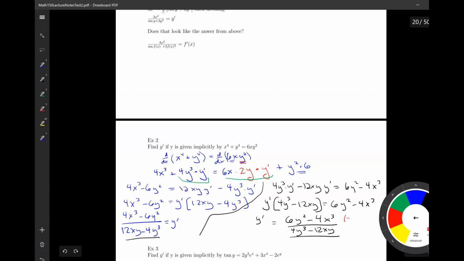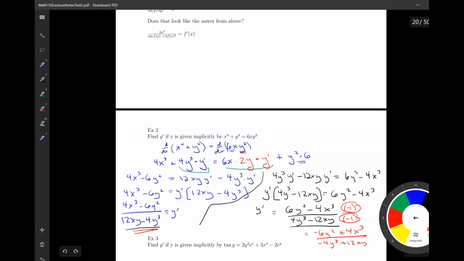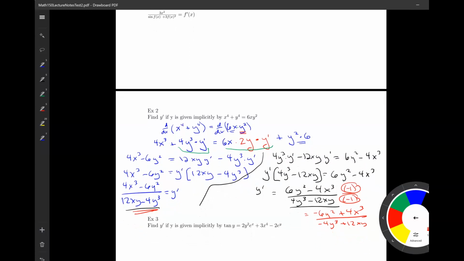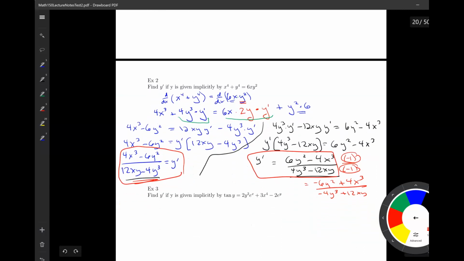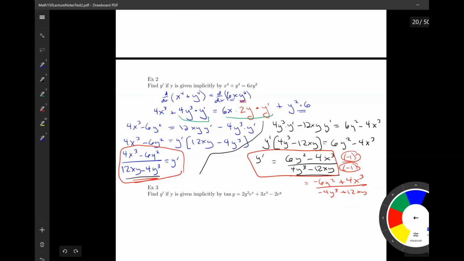So if I think about it, if I multiply top and bottom by a negative 1, that would give me negative 6y squared plus 4x cubed over negative 4y cubed plus 12xy. And that's exactly what I have here. So if you can see that you have a negative difference on the top and the bottom, it's the same answer. So this is a fine answer, and this is a fine answer. They're equivalent and no need to change one to look like the other. All right, let's do this one.